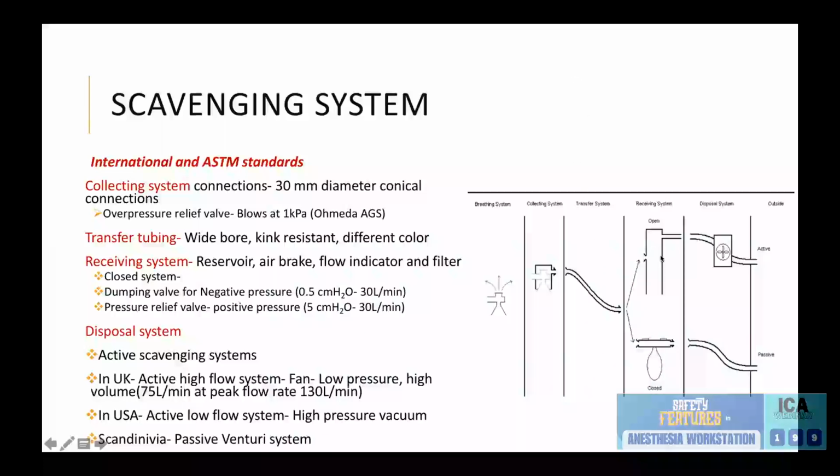The receiving system, this is a closed system, this is an open system. In a closed system, there is a negative pressure dumping valve, which at flow rates of 30 liters per minute opens at 0.5 centimeters of water. There is a positive pressure valve, which at flow rates of 30 liters per minute opens at 5 centimeters of water. Then most ASTM standards dictate that the scavenging system should be active.